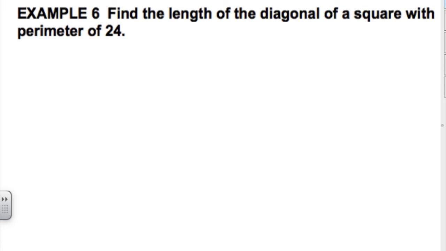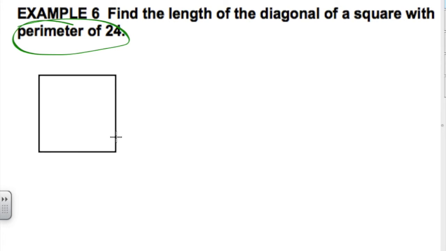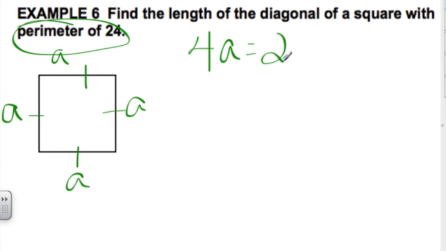Find the length of the diagonal of a square with a perimeter of 24. Well, first of all, they said it was a square, so we know that all of our sides are going to be congruent. So if all our sides are the same, let's call them A. So we know all of our sides are A, and all of those added together have to be 24. So 4 times A equals 24. So my sides have to be 6, because we just divide by 4 on each side.